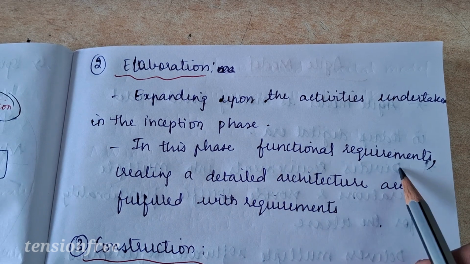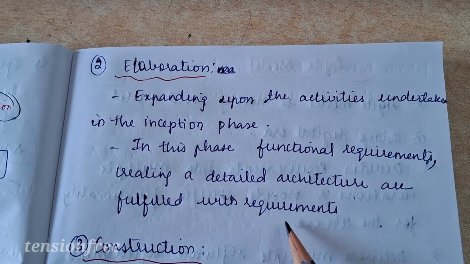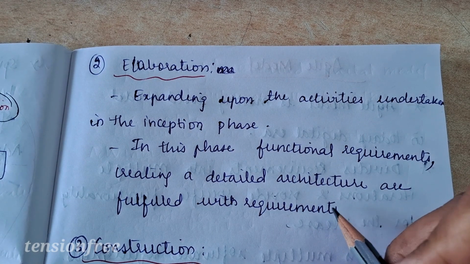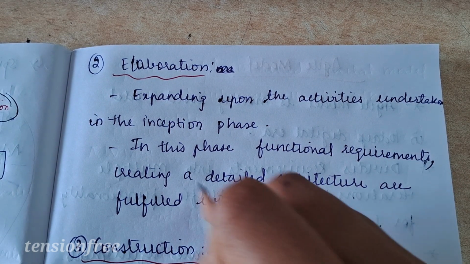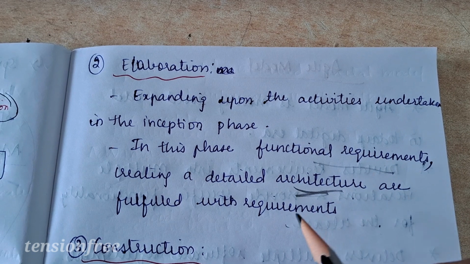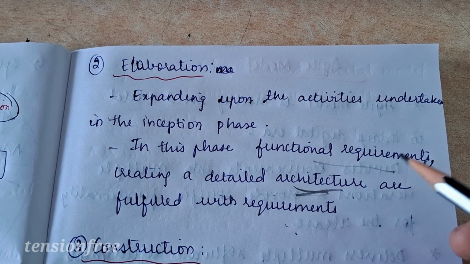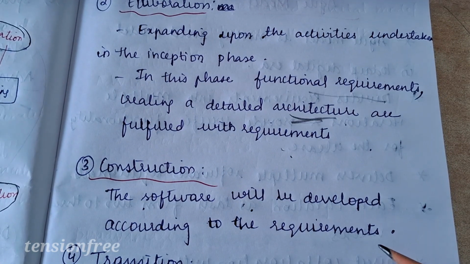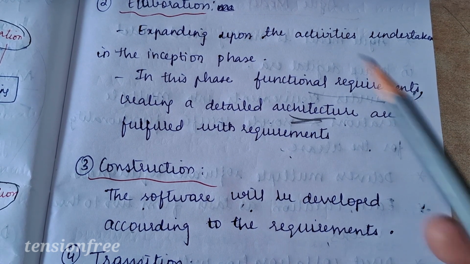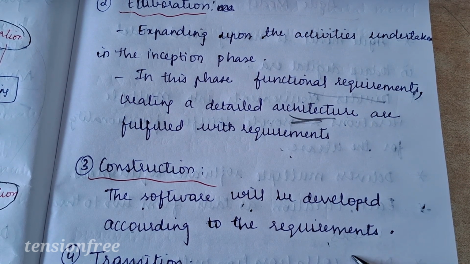In this phase, the functional requirements are used for creating a detailed architecture. Whatever requirements are there, those requirements will be architected in detail. After the detailed architecture, the construction will take place. The software will be developed according to the requirements. First we have gathered the requirements, then the requirements have been expanded, then the construction is taking place.